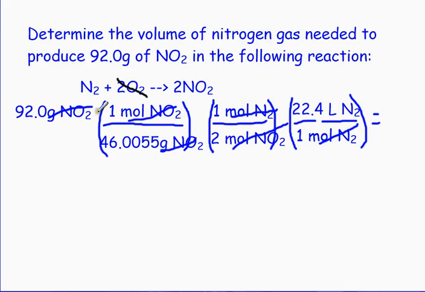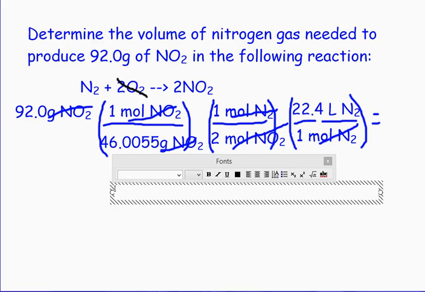So 92 times 1 divided by 46.0055 times 1 divided by 2 times 22.4 divided by 1 gives me 22.4 liters. And that is to 3 significant figures.